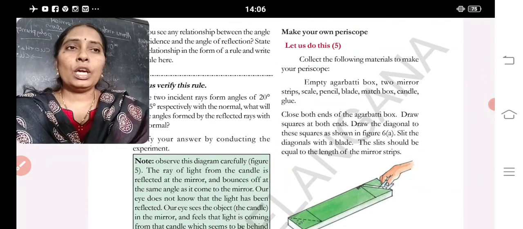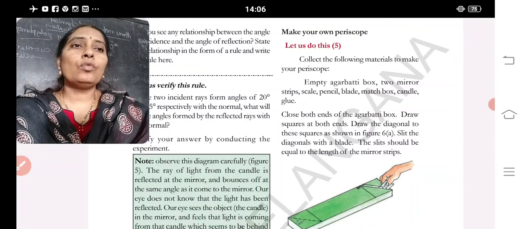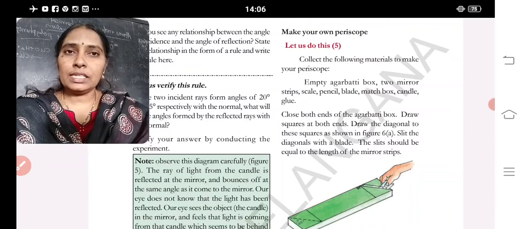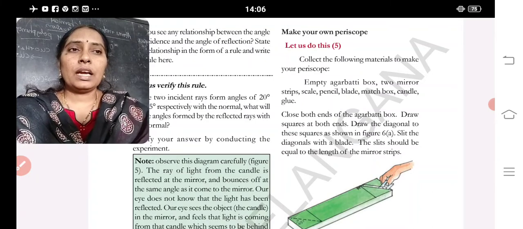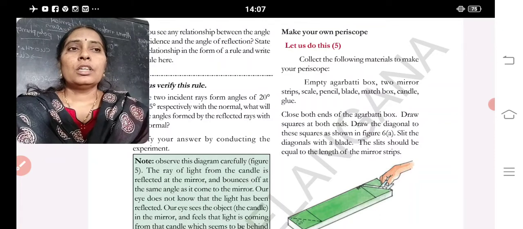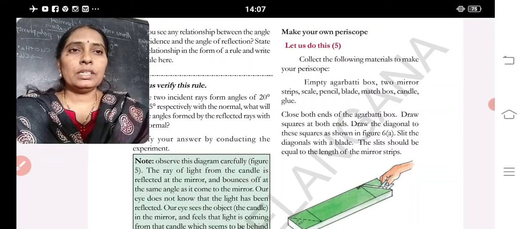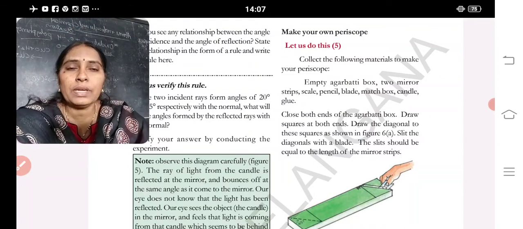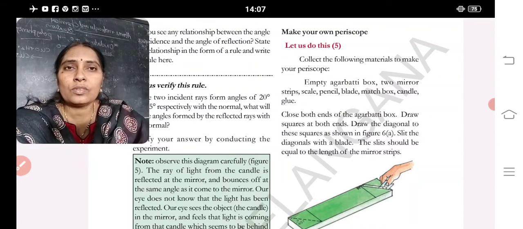Now make your own periscope. Here are some important materials needed for that, if you have them, you try: an empty agarbatti box, two mirror strips, scale, pencil, blade, matchbox, candle, glue. If you have a broken mirror, you can make two mirror strips. If not, don't try, just open the video and watch it.